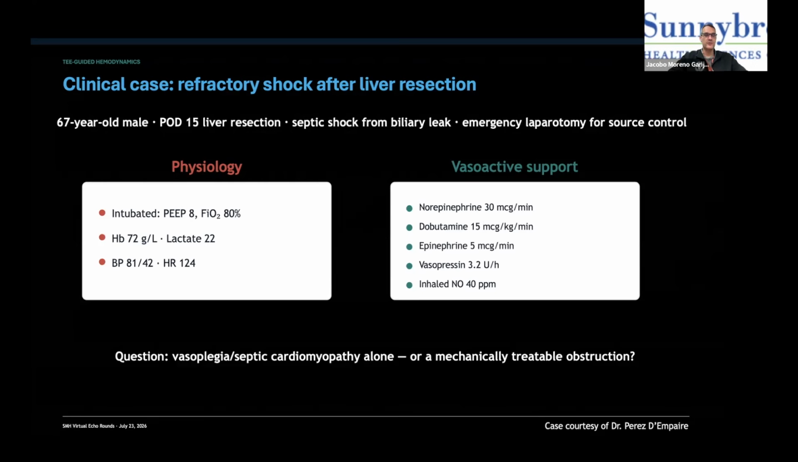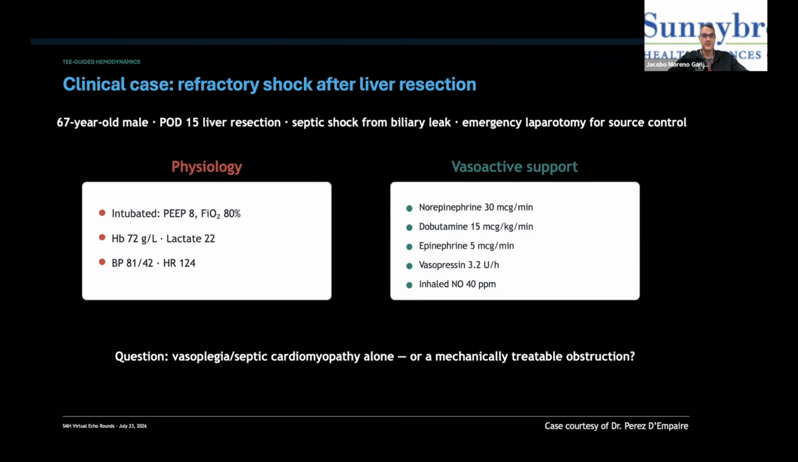So the patient was booked to the OR. When one of my colleagues went to assess the patient in the ICU, the patient was intubated, FiO2 of 80%, hemoglobin was low, 72, the lactate was already 22, the blood pressure was low, 81/44, and the patient was tachycardic. The patient was on norepinephrine, dobutamine, epinephrine, vasopressin, and iNO, trying to decrease the flow into the liver after a liver resection, right? But to be honest, at that time, we were wondering, why do we need so many pressors? And the first question is, is this patient in septic shock?